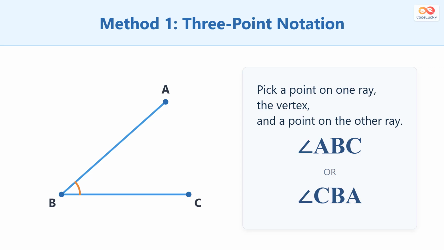The most standard way to name an angle is using 3 points. You pick a point on one ray, then the vertex, and then a point on the other ray. For example, angle ABC or angle CBA both are correct.